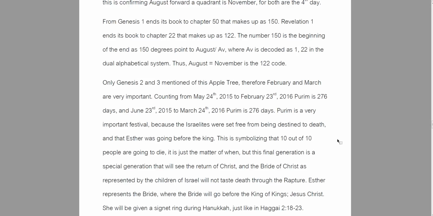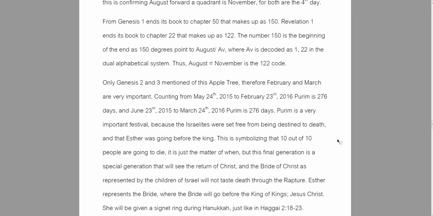there are kind of two Purims. One was in February, one was in March. The one in March was March 24th, 2016. Purim was 376 days. So now we can see 276 days is related to Purim as well.